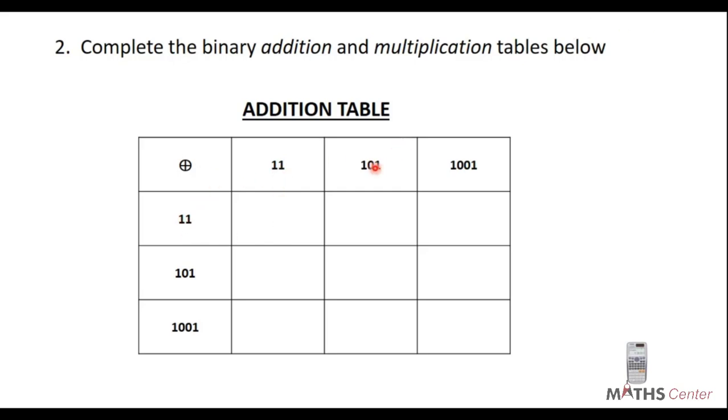101 plus 11. You write the answer here. 11 plus 1001. You write the answer here. Then you pick this 101 plus 11. You write it here. 101 plus 101. You write it here. 101 plus 1001. You write it here. You do the same thing for this also.